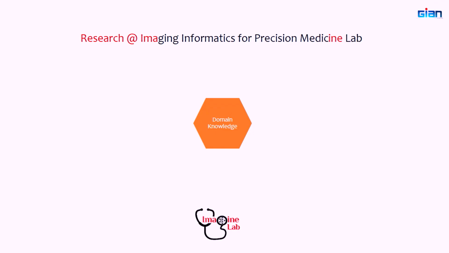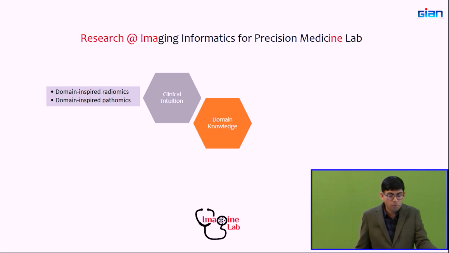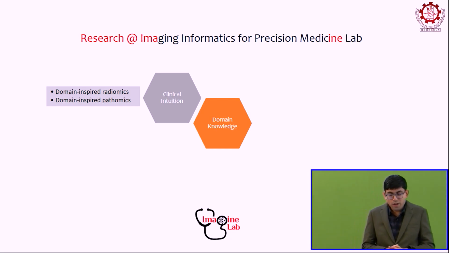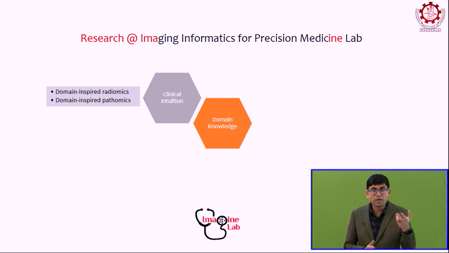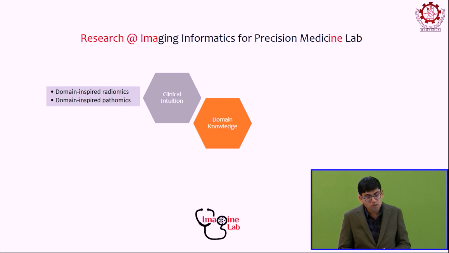So these are a few of the different kinds of imperfect data scenarios where we need proper collaboration between clinicians and AI. So how do we address this in our lab? We bring in domain knowledge, and domain knowledge can be in many different forms. It can be clinical intuition, where you can build features like domain-inspired radiomics that we saw in the earlier lecture, and domain-inspired pathomics that we'll see tomorrow.